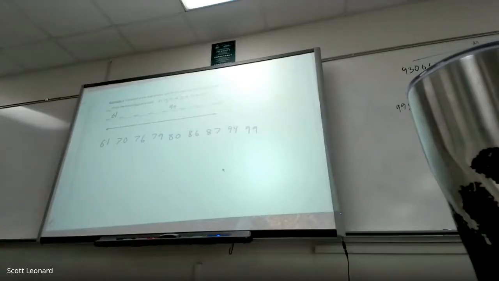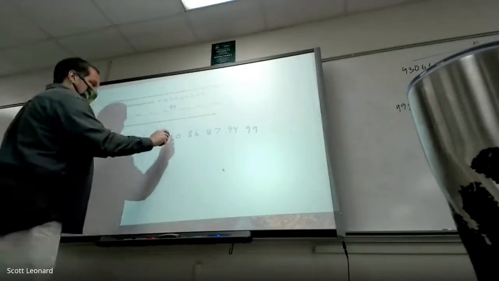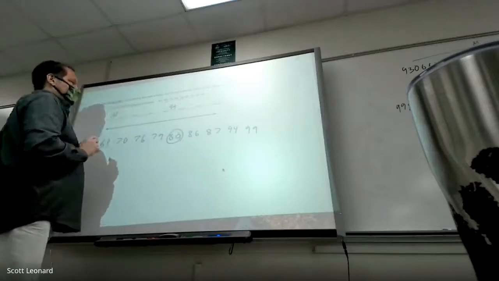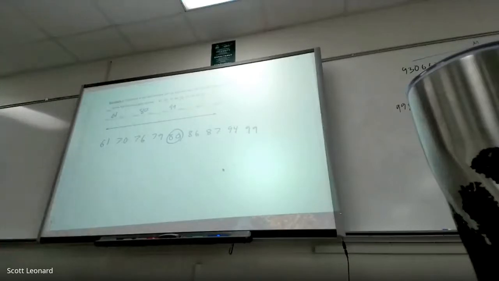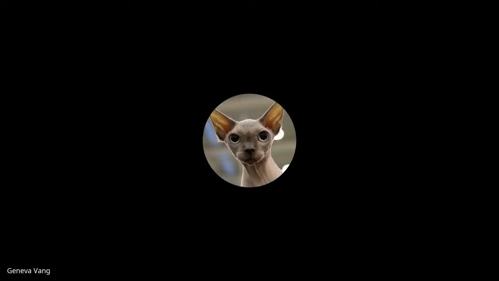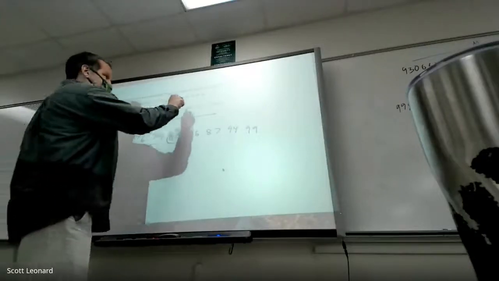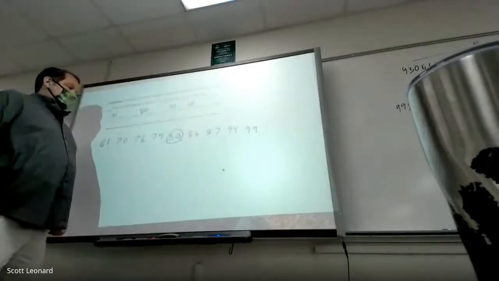Median, we have nine numbers. Forget about those numbers on the board. One through nine, what number is the middle number? Five. The fifth one. Remember, we divide by two when it's odd and add on a 0.5. Nine divided by two is 4.5. Add a 0.5 on, fifth number is the middle number. So I'm going to count out 1, 2, 3, 4, 5. I'm going to circle it. What's my median? 80. All right, what's my range? 99 minus 61? 38.